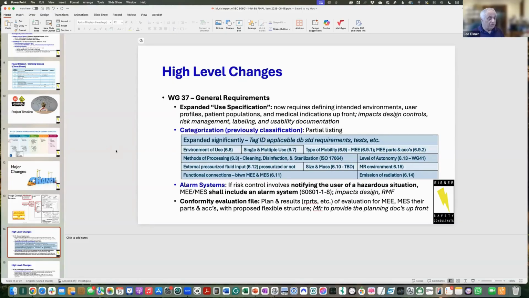So working group 37 is general requirements, but everything's hazard-based, but this is on the high level stuff. So categorization, we changed the name from classifications, which is what was in the third edition and first and second edition too, to categorization because classification is a terminology that's more of a regulatory term, and we wanted to get away from that. That was the reason for the change.